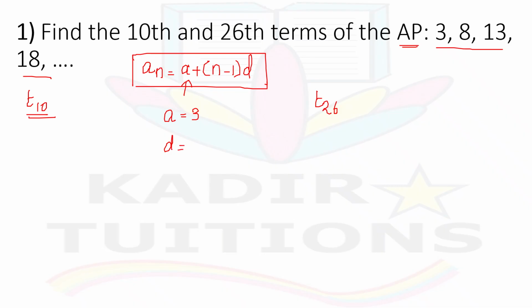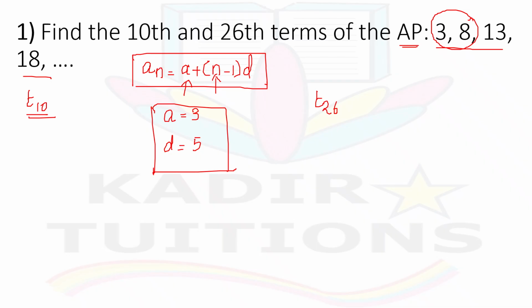d is nothing but the common difference. So you take any two terms; the second term minus the first term will give you the difference. We are going to take the first two terms. So 8 minus 3 is going to be 5. So that is the value of d. And what about n? Which particular term you are finding? That particular value is going to be n. So now can we find what is T10?